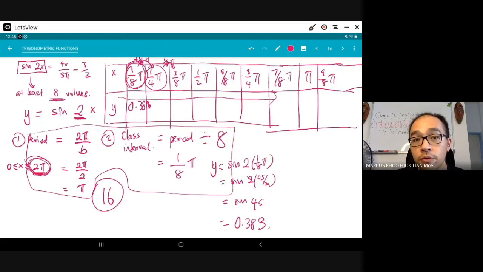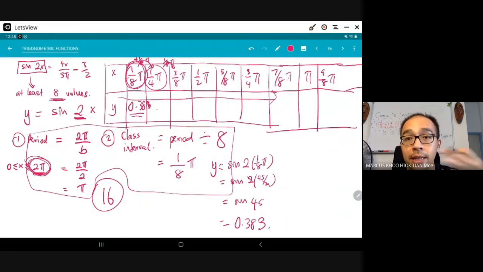Now the problem is how to fill in the graph. Maybe what can help us is, if you want, you can write out the values in the chat box so that we can all see and double check with one another. So 1 over 8 pi is 0.38, that we already know. So 1 over 4 pi is how much? 3 over 8 pi. Let's help each other. Write down your answers in the chat box, one by one, and then I will fill in this box for you. So fill in the box, draw the graph, put your answers in the chat box to double check, and we will come back at 105 to continue.